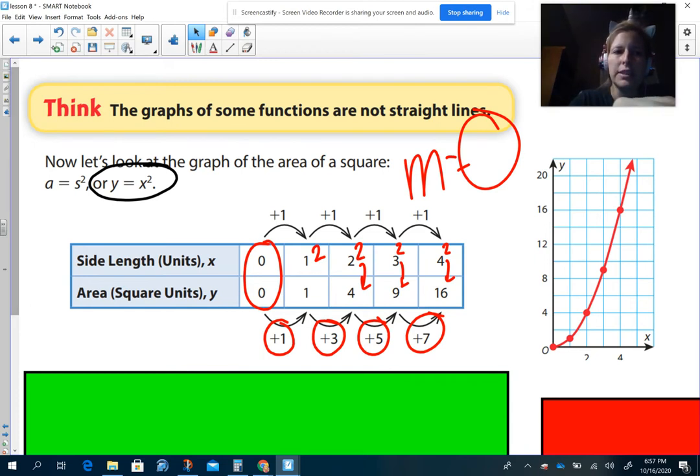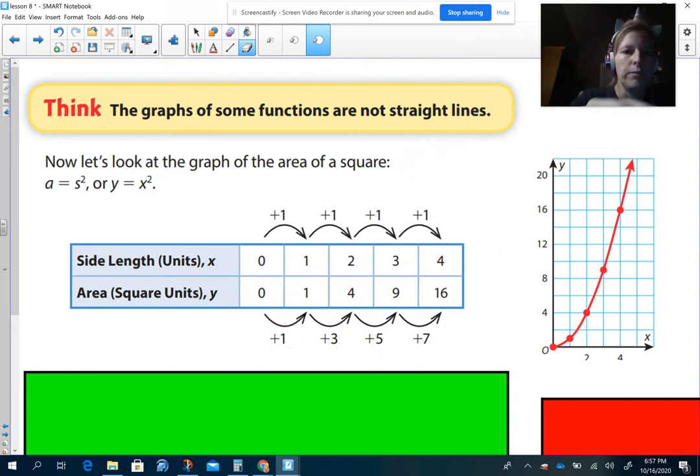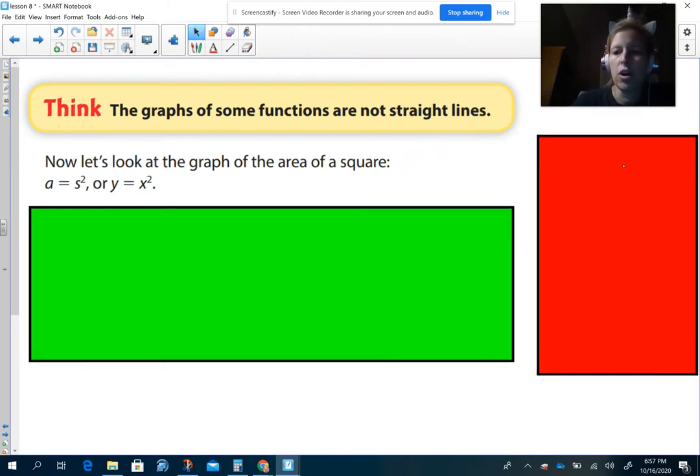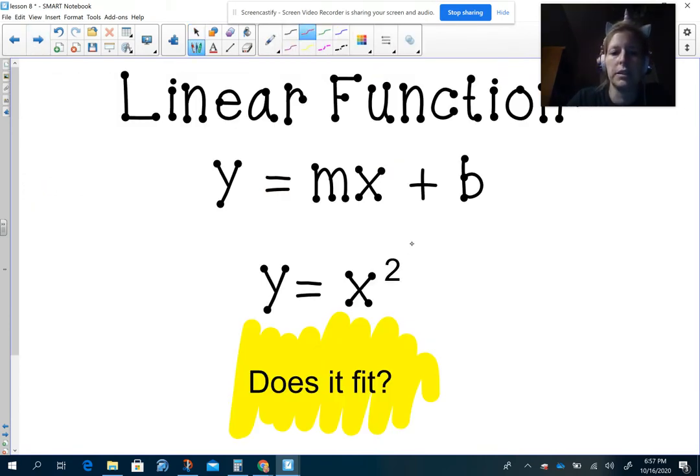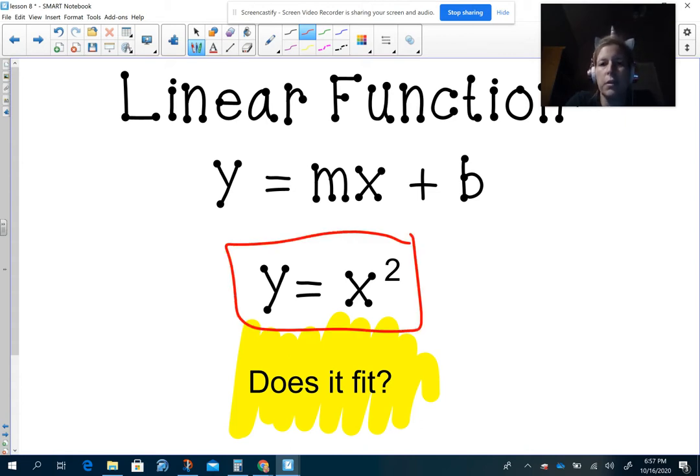Let's talk about what makes that different. We know that we've talked about our linear function, y equals m times x plus b. But look at this one. What throws it off? Did you say the exponent? Absolutely, the exponent throws it off. So we've looked at already two or three different things that tell us if it's linear or if it's not linear.